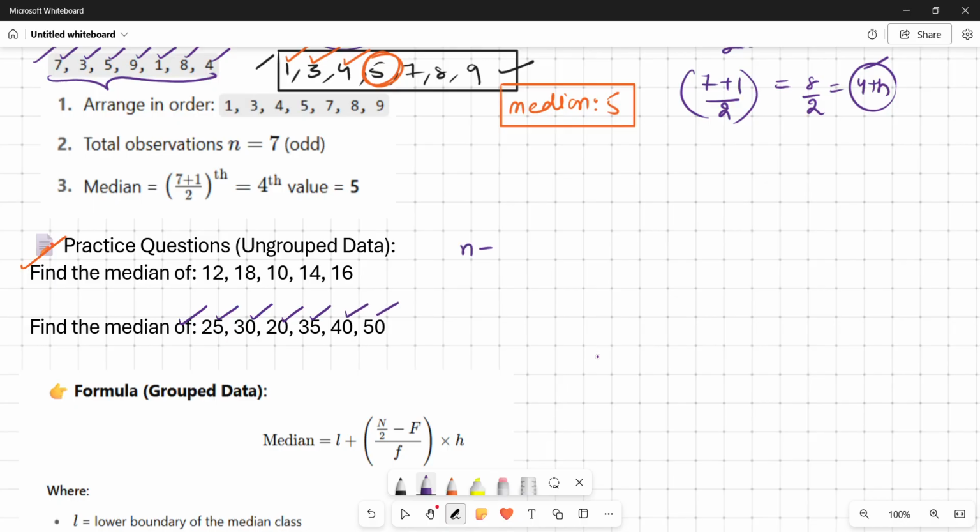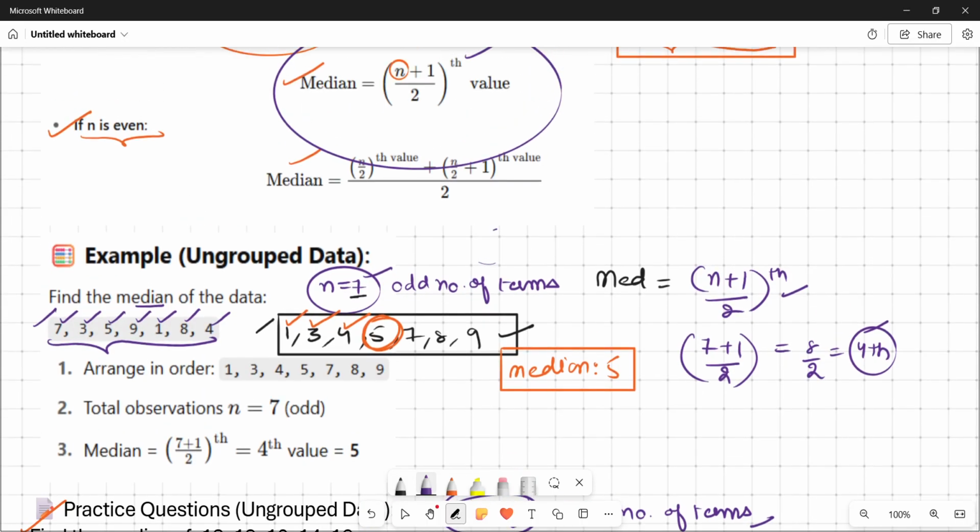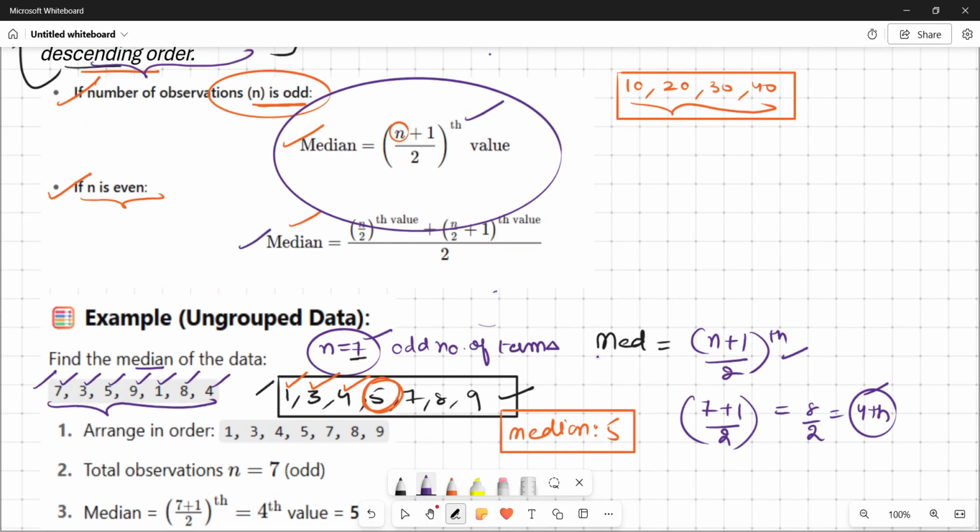See, n is equal to 6. There are 6 terms, an even number of terms. If there is an even number of terms, you will ask which formula will be used. This formula will be used: median is equal to the n by 2th term plus the n by 2 plus 1th term, whole divided by 2.